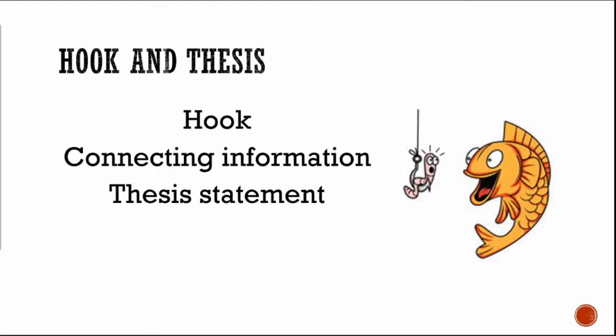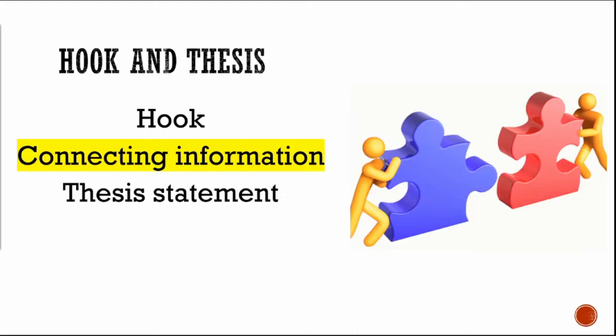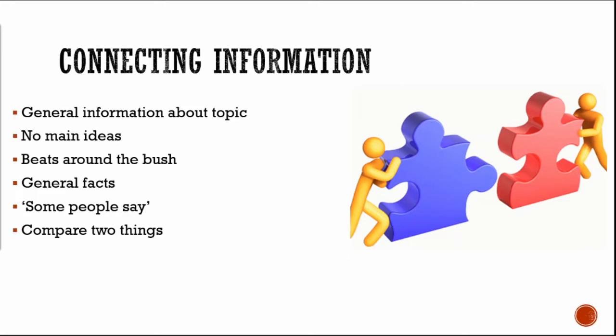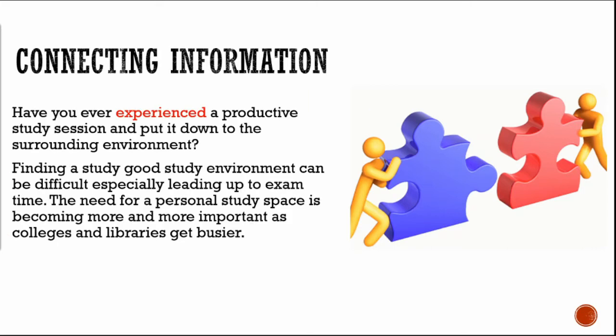Okay, so in between the hook and the thesis statement, we have connecting information. Connecting information is going to be quite similar to your supporting sentences, but it does not include any of your main ideas. It's only there to connect the hook and the thesis statement. So the connecting information will only have general information. It will beat around the bush. No main ideas.